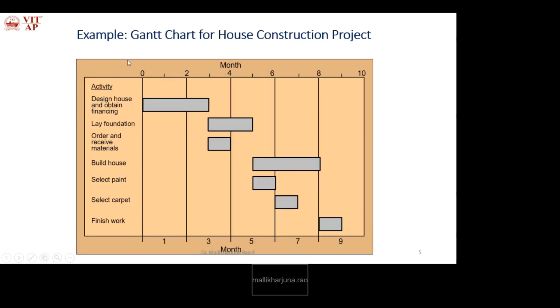This is one example of a Gantt chart for a house construction project. Here the various activities in a house construction project are identified, along with their timelines. The first activity, design house and obtain financing, starts at zero, that is day one, and ends late in the second month or early in the third month. The second activity, lay foundation, starts at the third month and ends at the fifth month.